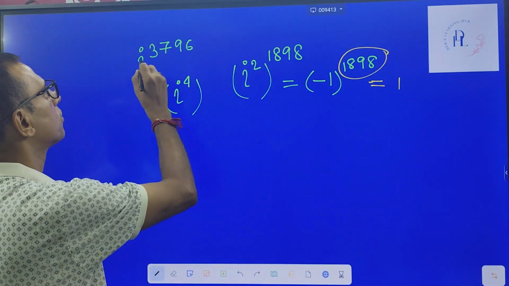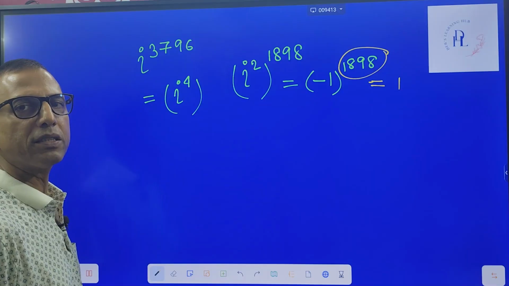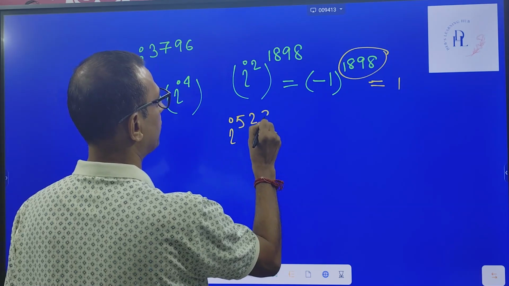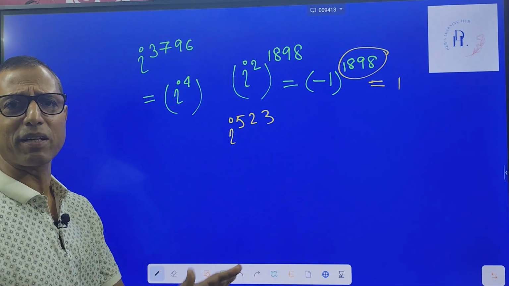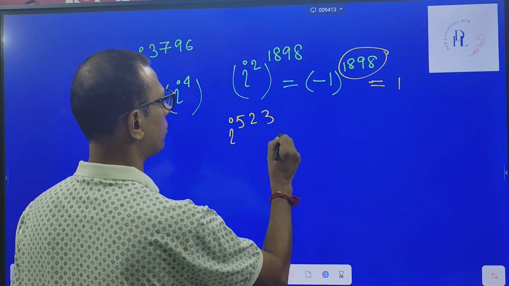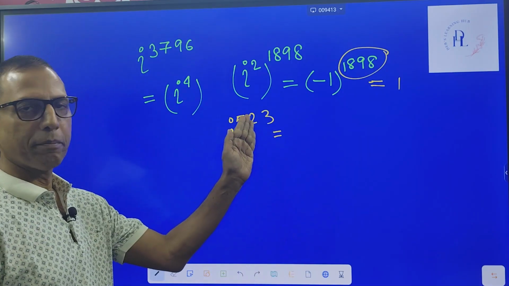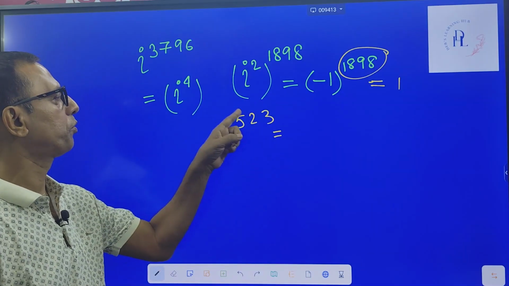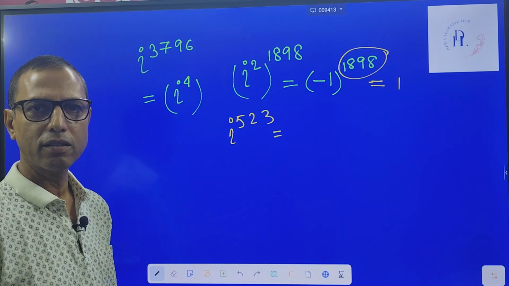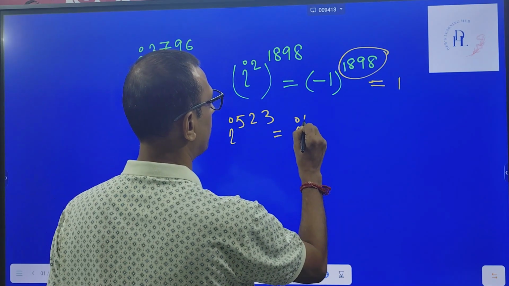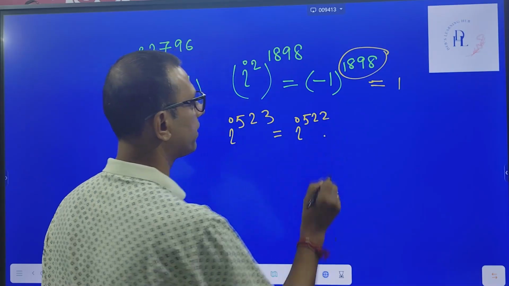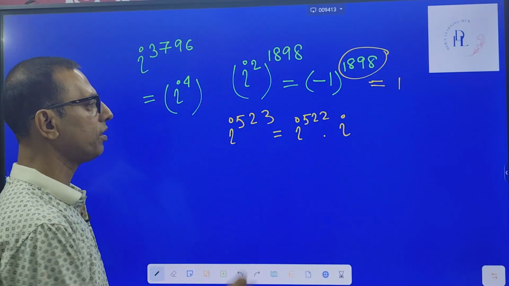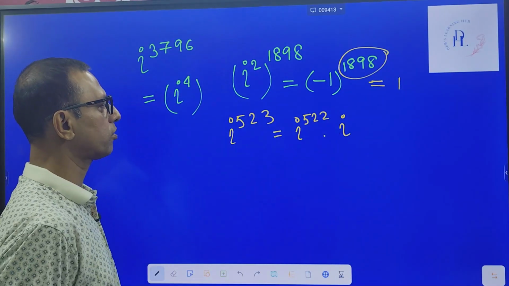So i to the power 3796 is 1. If it is asking i to the power 523, any number can be given. What you need to do is take the previous number. So 523, you can break it with respect to 522 into another i, right? So I can break it like this: i to the power 522, just break it into even and odd, and another is i. Then it is i to the power 522 plus 1, that equals i to the power 523.